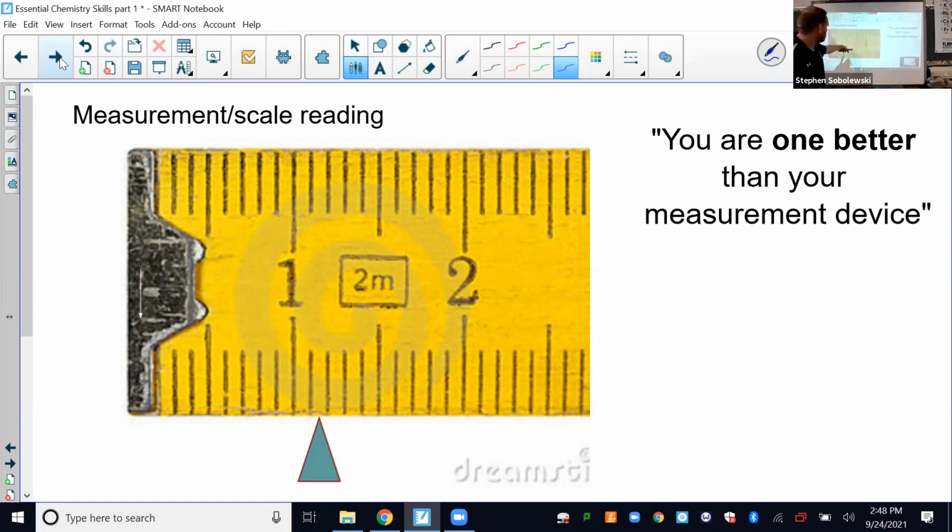That's probably what you would have said even if I didn't give you this whole spiel. If I showed you this and said, what is that? I'll bet you said, well, let's see, that's 1.2. It looks like about 1.1.